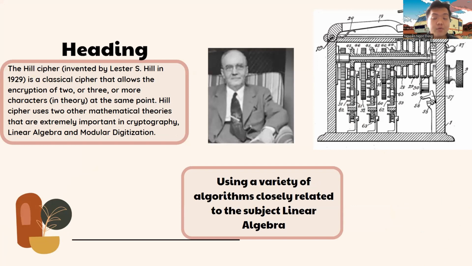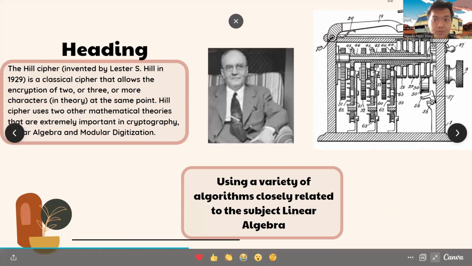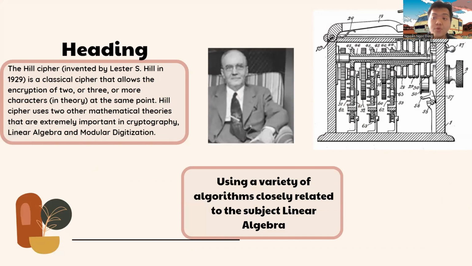The Hill cipher was invented by Lester S. Hill in 1929. It's a classical cipher that allows the encryption of two, three, or more characters at the same time in theory. The Hill cipher uses two other mathematical theories that are extremely important in cryptography: linear algebra and modular arithmetic. It uses a variety of algorithms closely related to the subject of linear algebra.